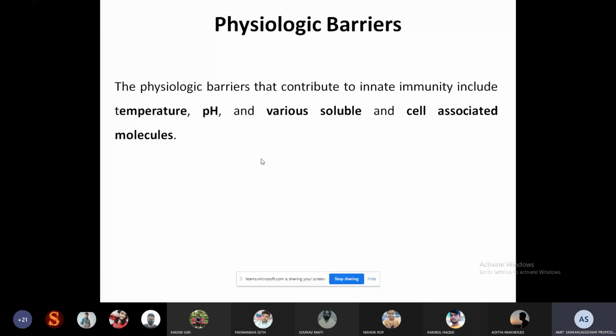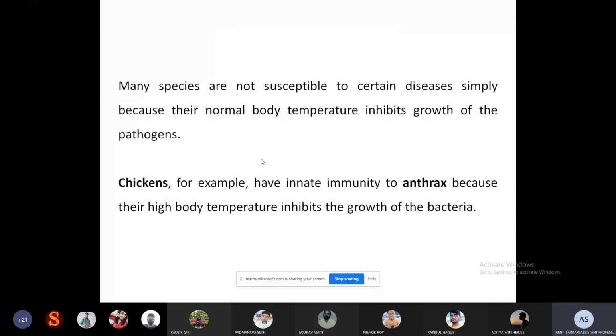Physiologic barriers that contribute to innate immunity include body temperature, pH, and various soluble and cell-associated molecules. A classic example is chickens. We have said before about Louis Pasteur's work on anthrax bacteria, which was mainly affecting cattle. But this anthrax bacteria cannot infect chickens because chickens, like all other birds, have a high body temperature, and that body temperature is not suitable for the anthrax bacteria to grow. That's why anthrax cannot survive in chickens.